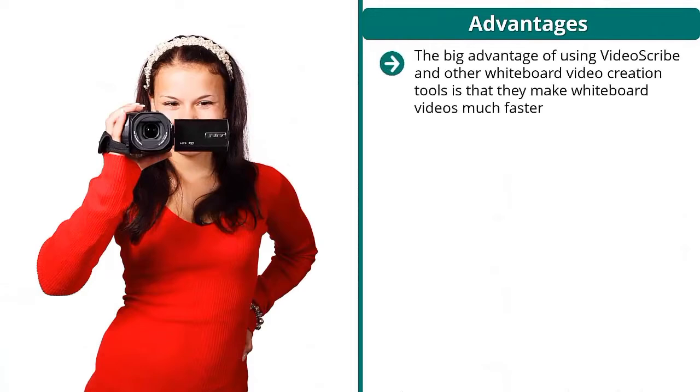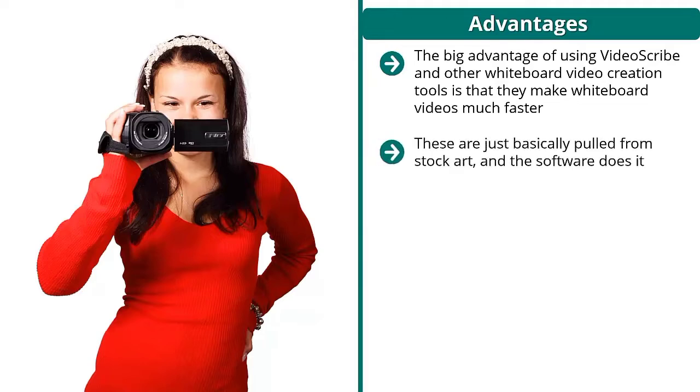Advantages. The big advantage of using VideoScribe and other whiteboard video creation tools is that they make whiteboard videos much faster. You can do a hand animation using your actual hand, but that's going to take forever. These are just basically pulled from stock art, and the software does it itself. It creates the illusion that it's drawing these pictures, but the pictures are actually preloaded.